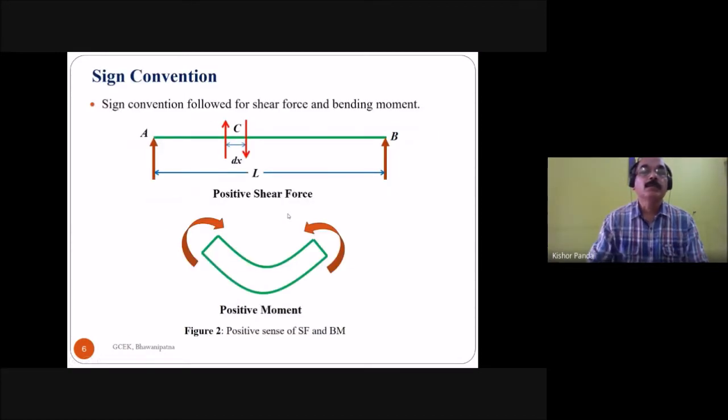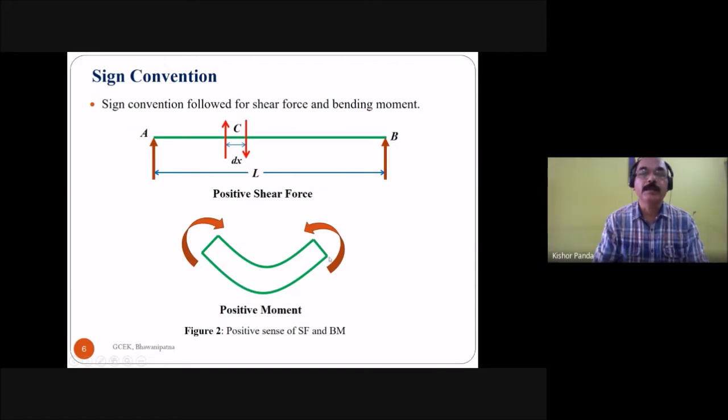Then coming to the sign convention. You have to use the sign convention for shear force and bending moment. So here you see, this is the sign convention for shear force, and this is the sign convention for bending moment. Take this as positive shear force: the right side downward force and left side upward force. So you take this as the positive shear force.